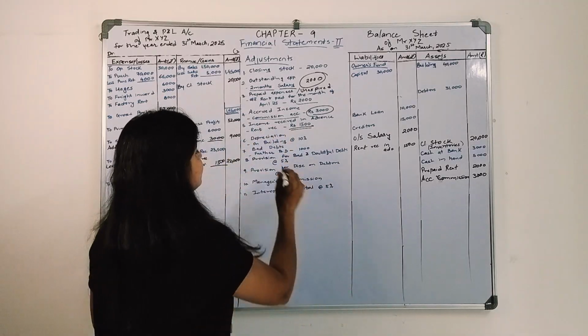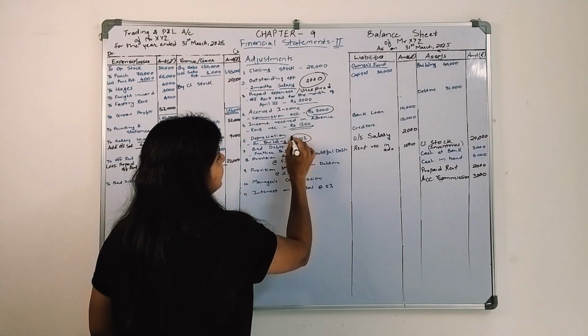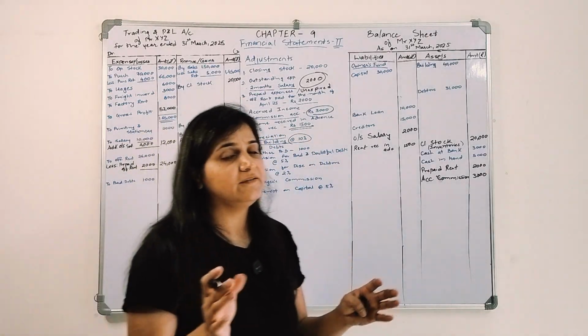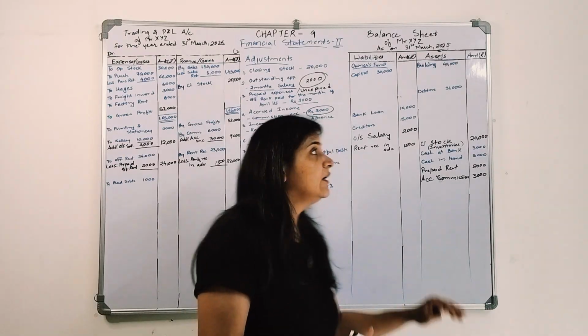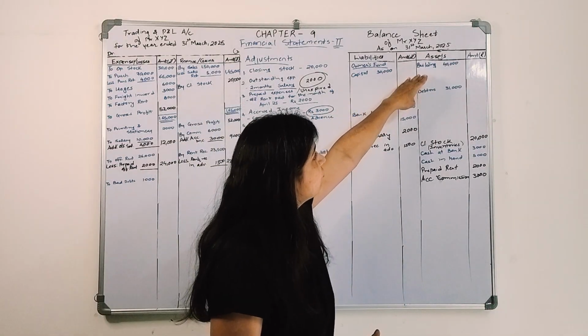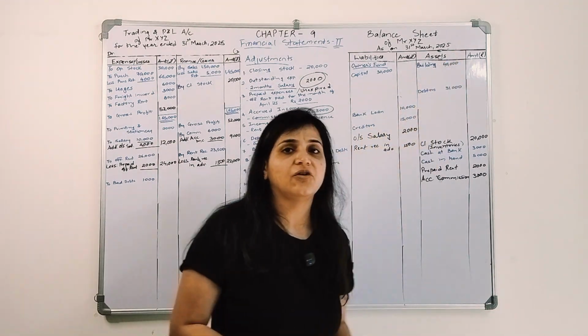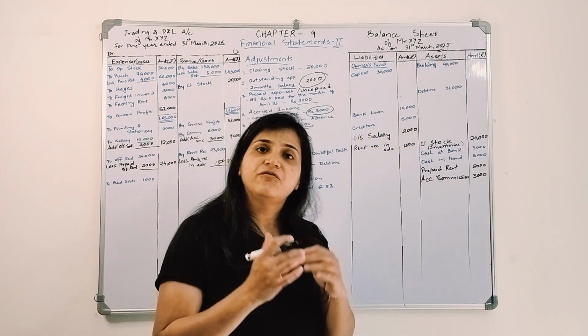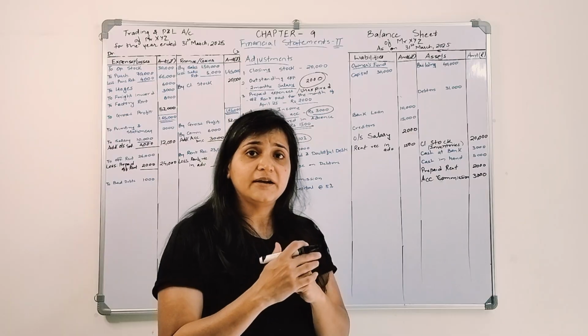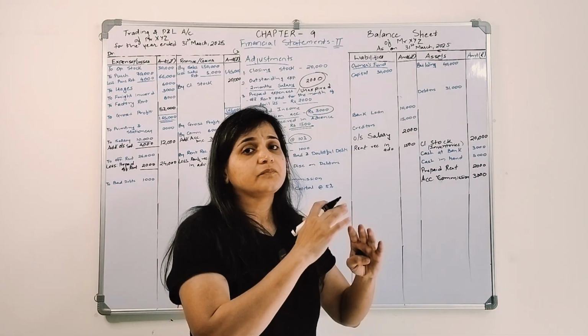The next is depreciation on building at the rate of 10%. Depreciation chapter we already studied. We need to provide for depreciation. How much is the building amount? 40,000. 10% of 40,000 is how much? 4,000. That is our current year expense.